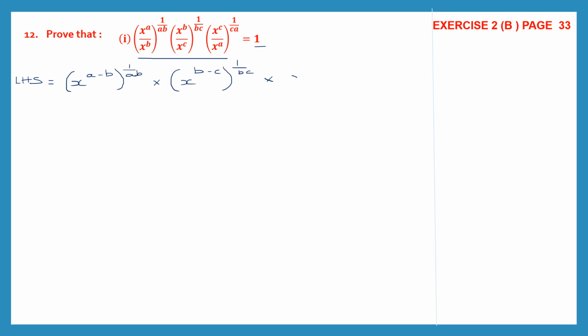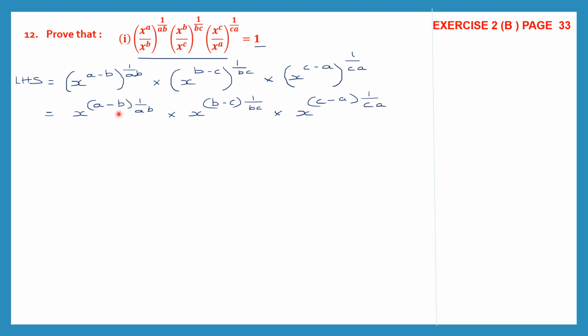Next one, x to the power of c minus a and the whole thing raised to the power of 1 by ca. Now here we can apply the power law. We can multiply this power and this, similarly here and here. So let's do that. So this will be x to the power of a minus b into 1 by ab, multiplication, into x to the power of b minus c into 1 by bc, into x to the power of c minus a into 1 by ca.